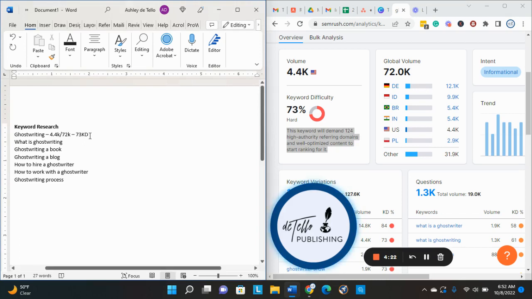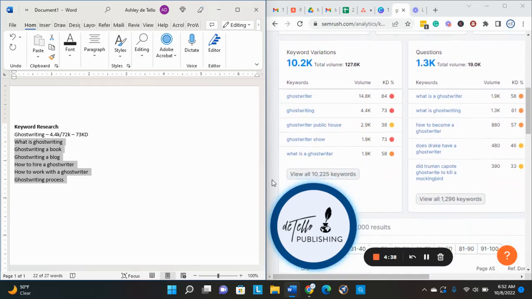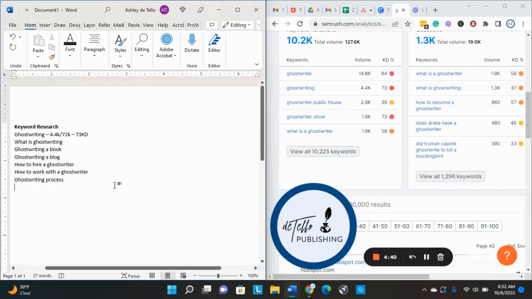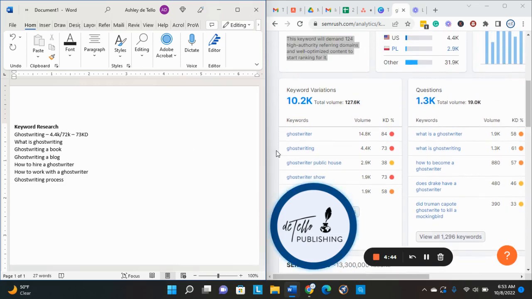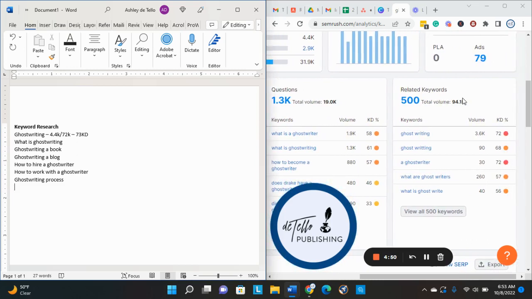So I will often just type in these 3 things when I'm doing a quick keyword research. And then the other thing I like to do, even though I have this whole other list of words that I want to look up, the great thing that SEMrush does is it will give you other keyword variations and questions, and then related keywords.